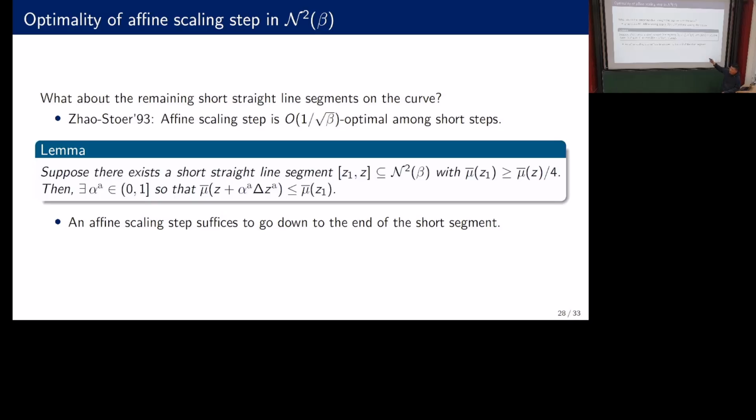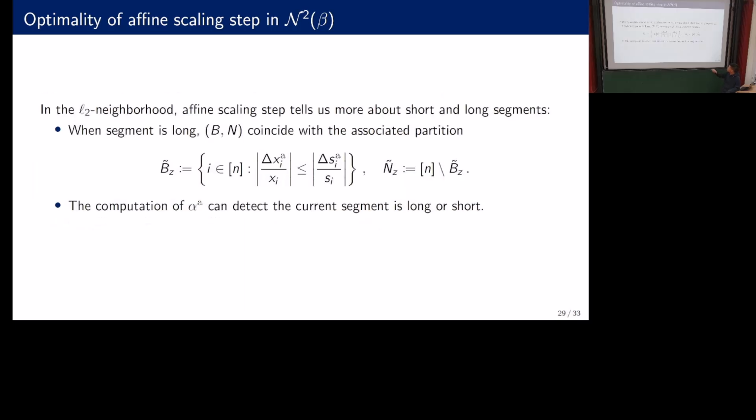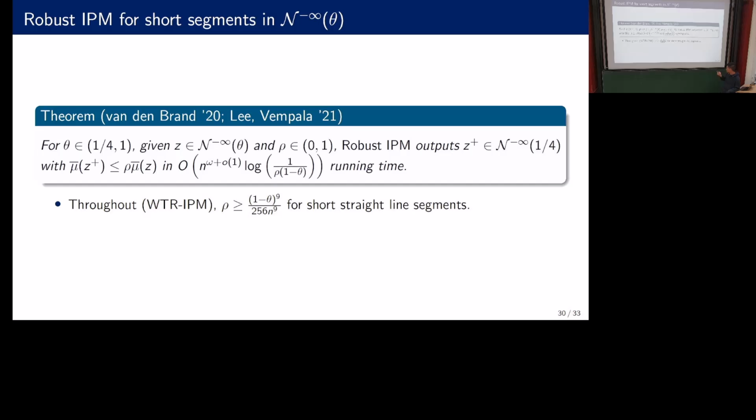Well, as already found out in the 90s, the affine scaling step is already 1 over square root beta optimal if you are only allowed to take short steps, meaning you are only allowed to reduce the duality gap by a constant factor. We improved this result and formulated it in the language of straight line complexity. So if we have a short straight line segment staying in the L2 neighborhood and it doesn't reduce the duality gap by more than a factor of a quarter, then a single affine scaling step takes you down to the end of the short segment with a carefully chosen step length.